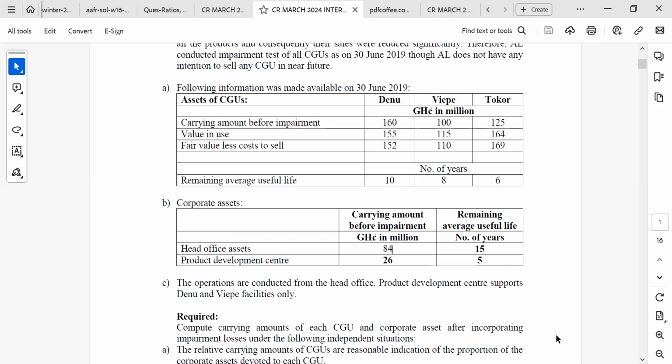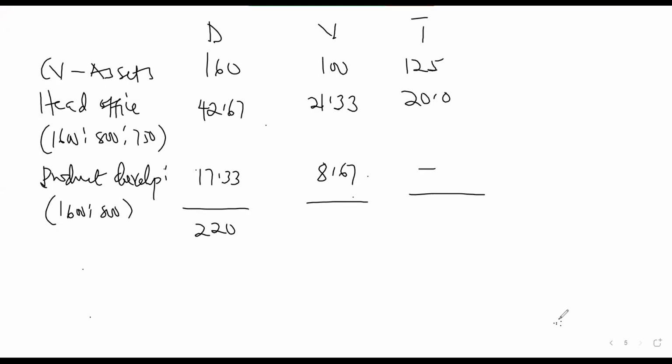Don't come and do 160 times 15. You just use the asset. It's this asset that they will be using. So you just use the first one that we have used. Don't come and say you are using the useful life of the corporate asset. No. We use the useful life of the asset.